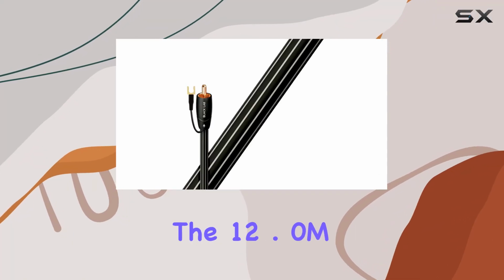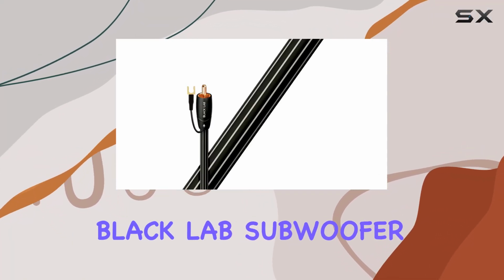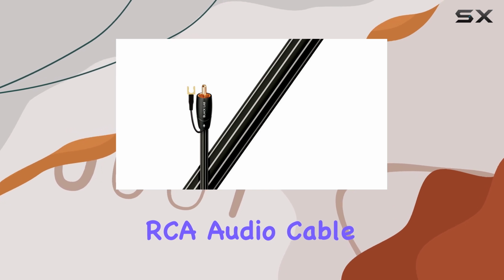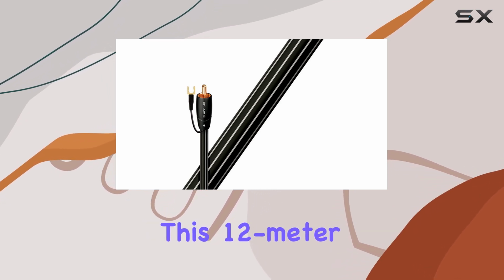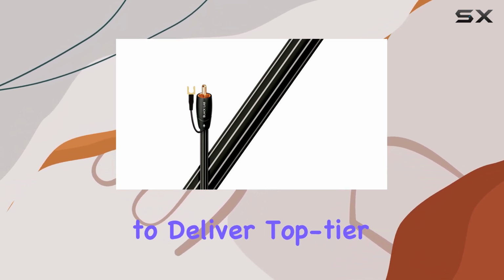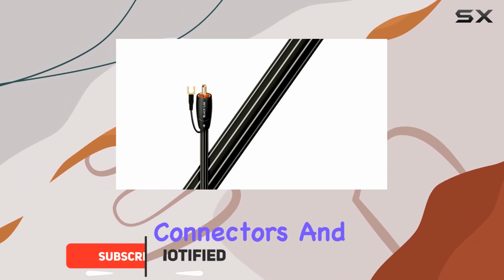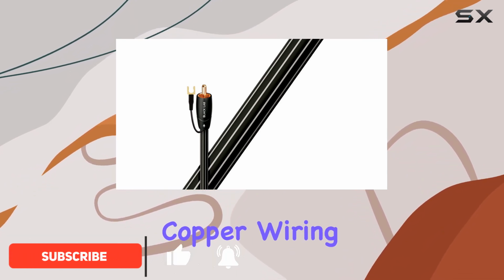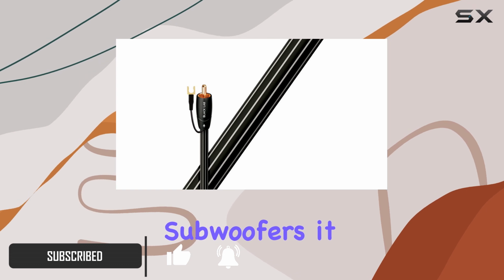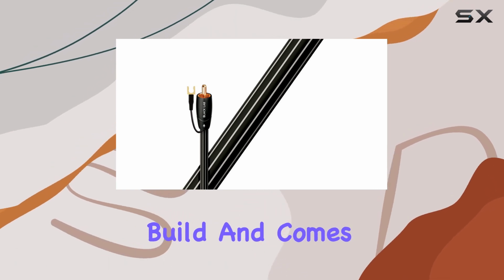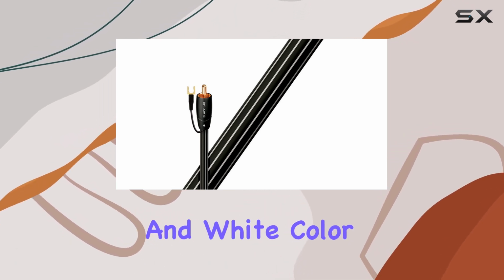Today we're diving into the 12.0M Black Lab Subwoofer RCA audio cable from AudioQuest. This 12-meter cable promises to deliver top-tier audio performance with its RCA connectors and high-quality copper wiring. Designed for subwoofers, it boasts a sturdy build and comes in a sleek black and white color scheme.